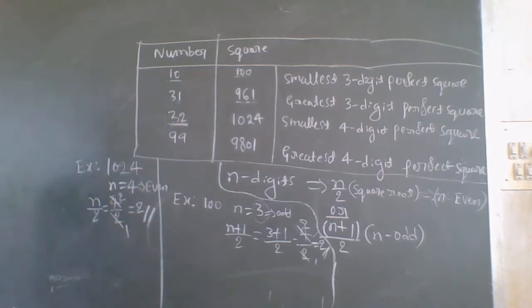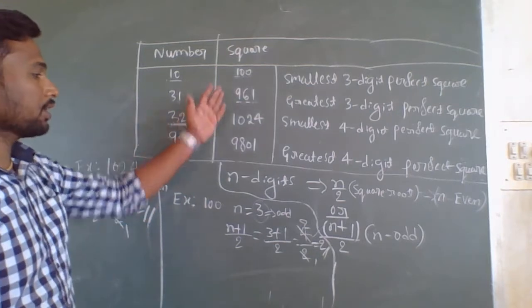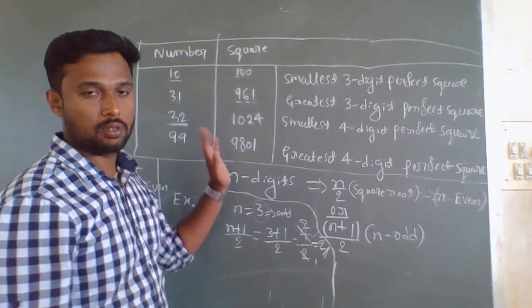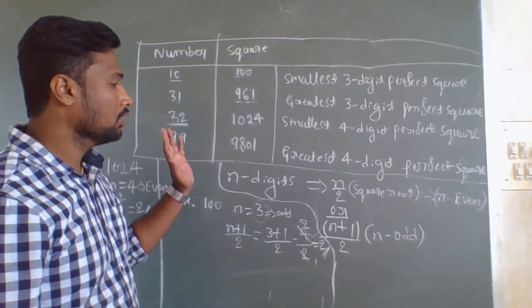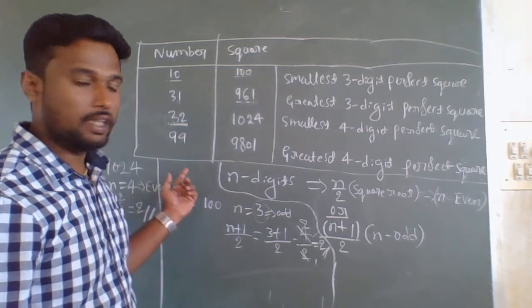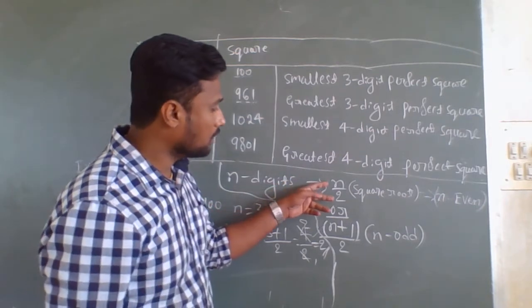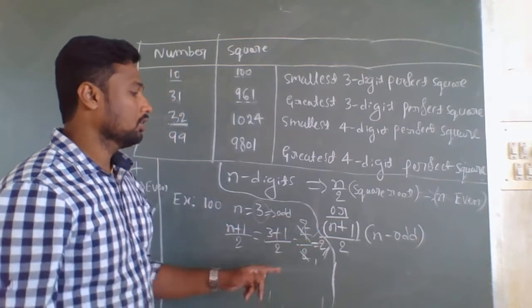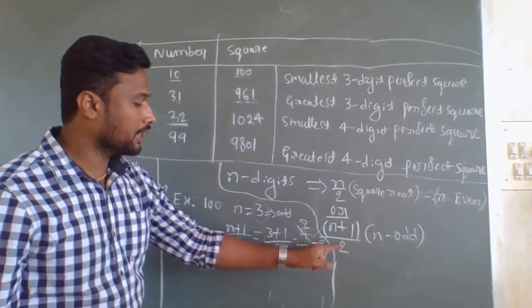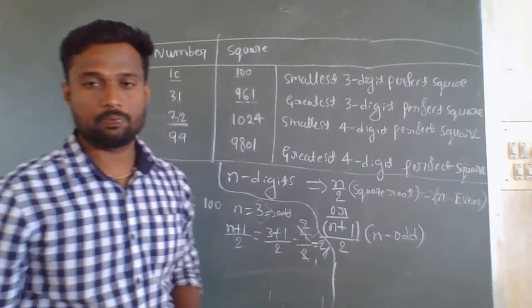Okay. So here we should remember that when there are n digits in a square number, we can say that in the square root there will be n by 2 digits if n is even, or there will be (n plus 1) by 2 digits in the square root if n is an odd number. Okay.